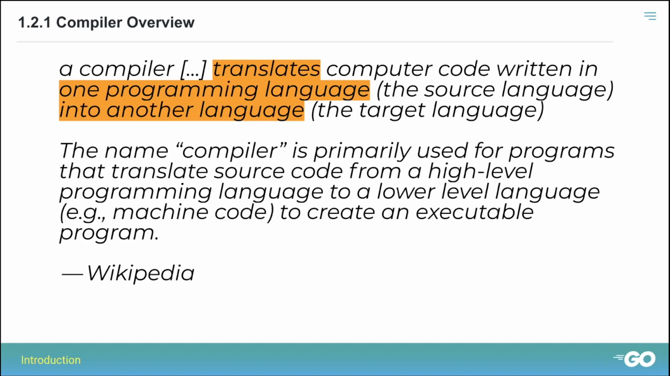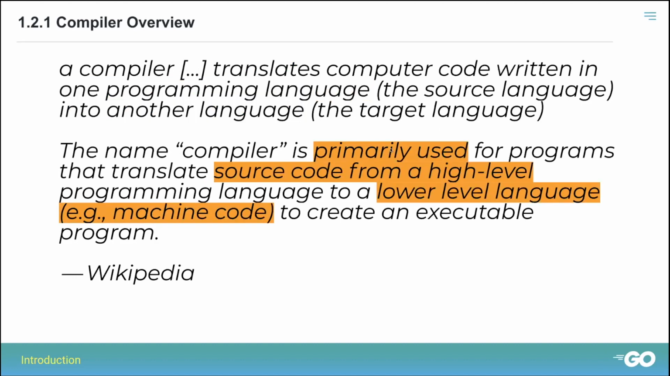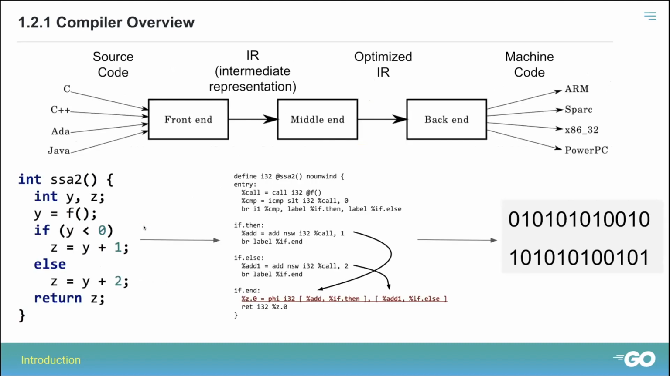So what is a compiler? Basically, it's a computer program that translates one programming language into another, but it is primarily used to translate source code from a higher level to machine code. That's something we all know. And that's where it gets a bit more complex. Compilers are usually divided into three phases: the front end, the middle end, and the back end. In the talk today, we'll focus on the front end, but it's good to know all the phases.